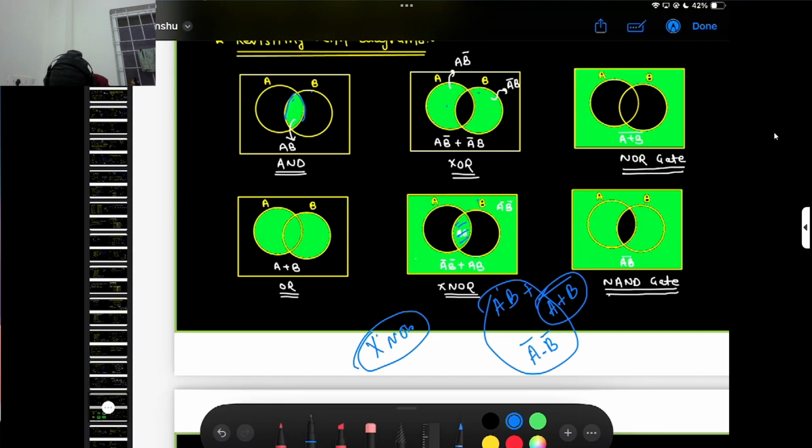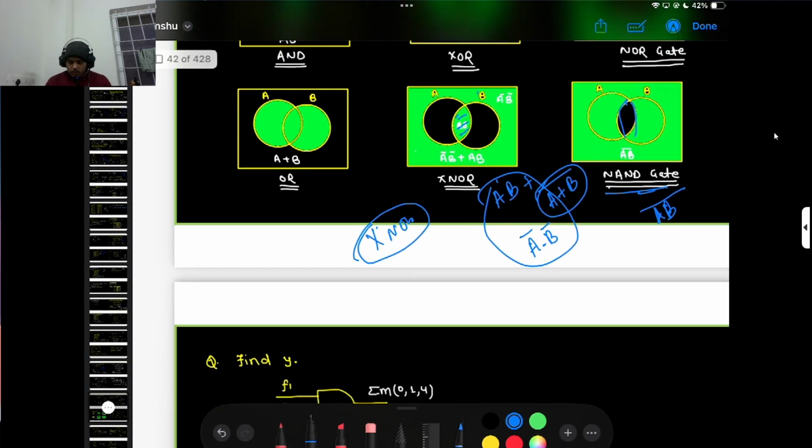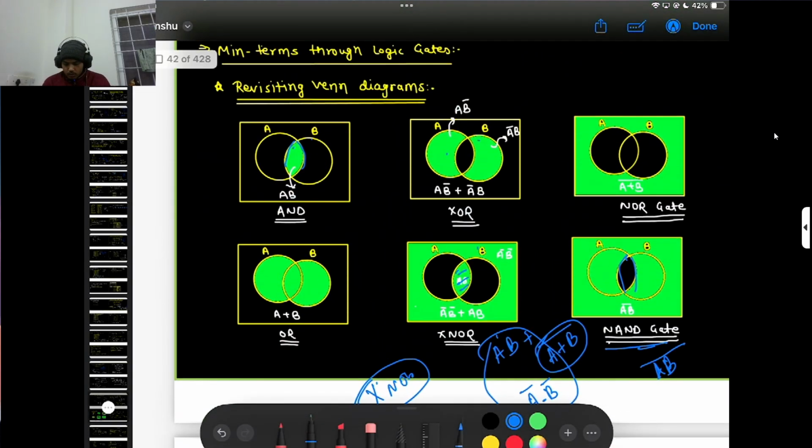And it is NAND gate. So how is it NAND gate? Basically this is AB, and it's not, so everything. So this is my NAND gate.